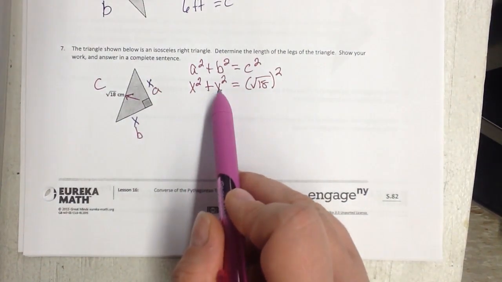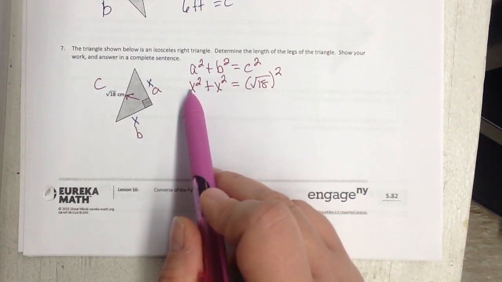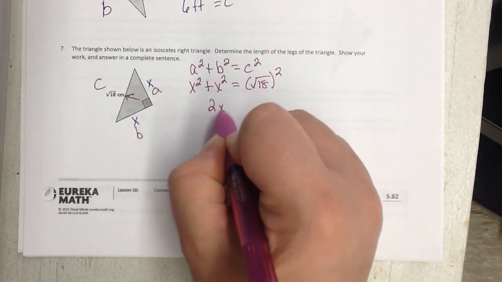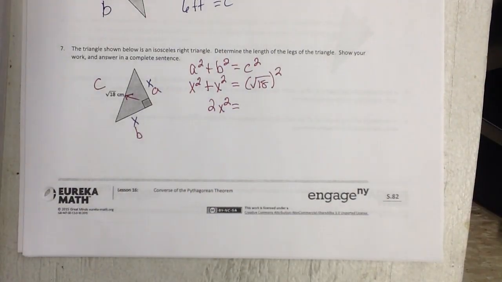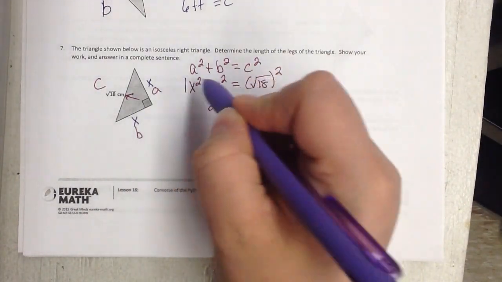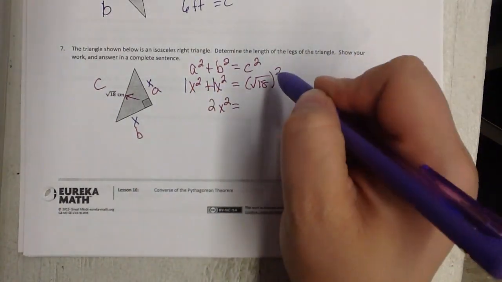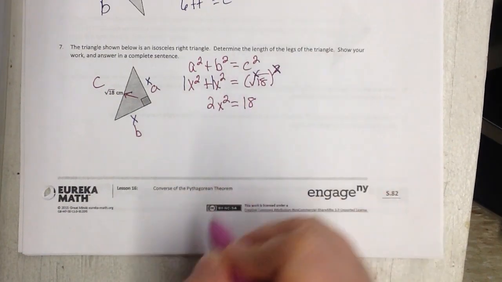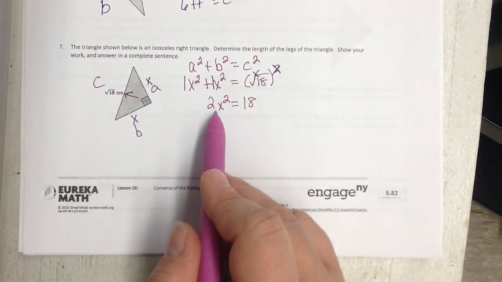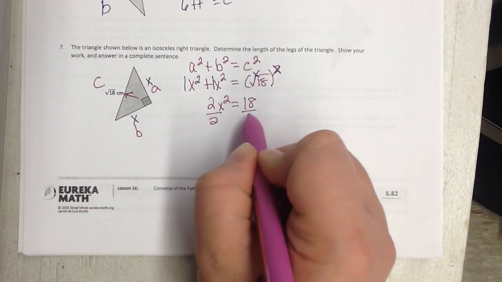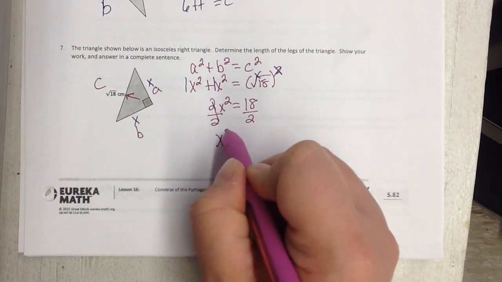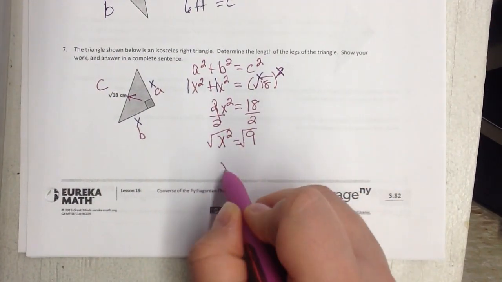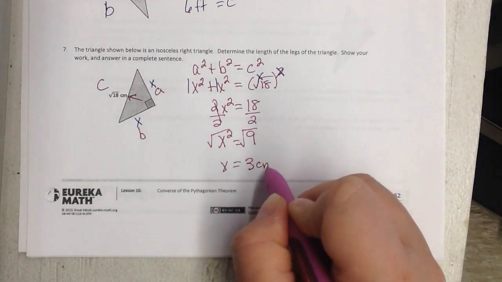Now, these are like terms. So we have one x squared and another x squared. So total we have 2x squared equals, this is 1 and this is 1, so we add them together. These cancel, so we're left with 18 over here. We want to get x squared by itself, so we divide both sides by 2. X squared equals 9. We square root both sides. X equals 3 centimeters.